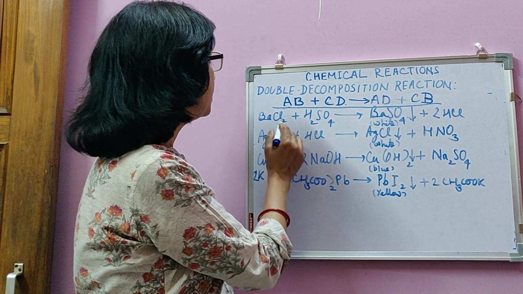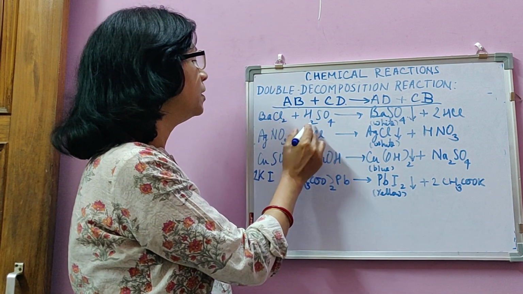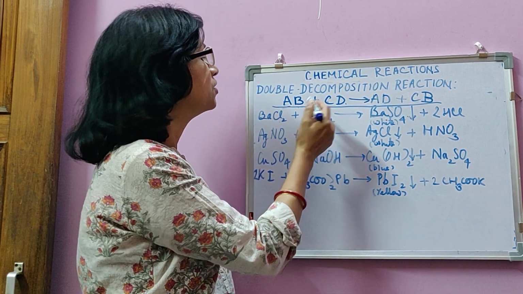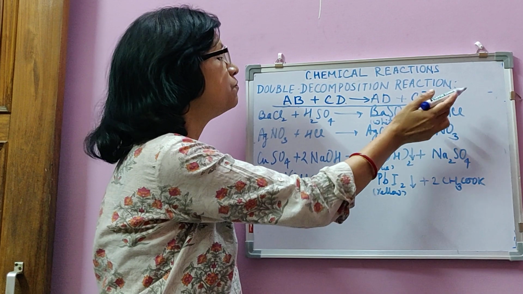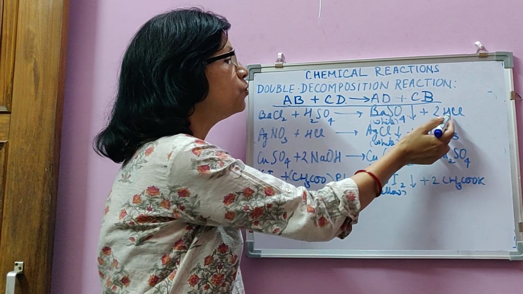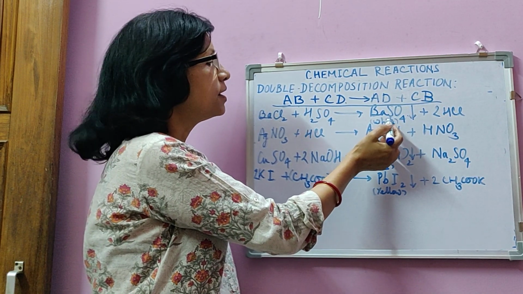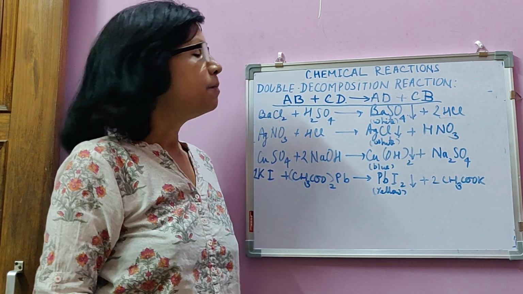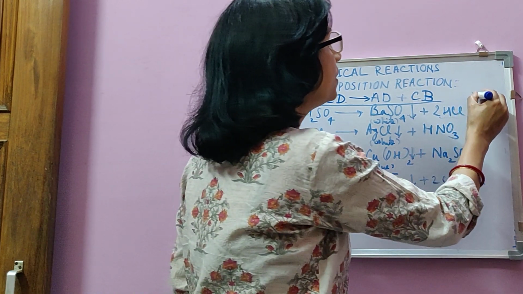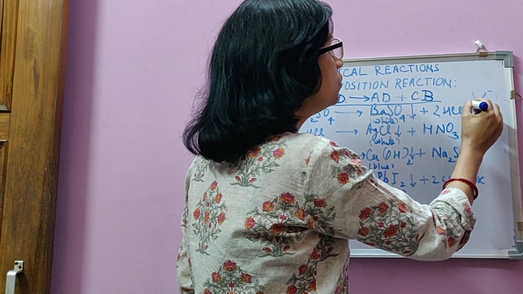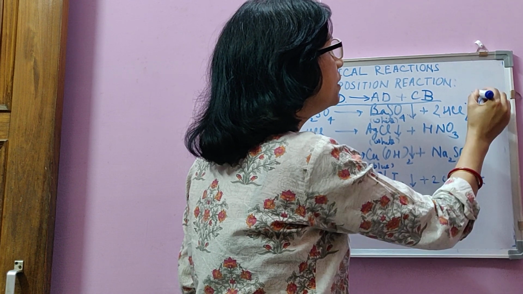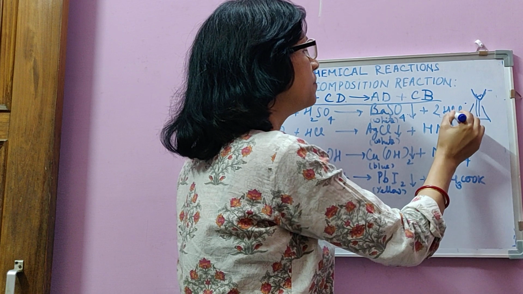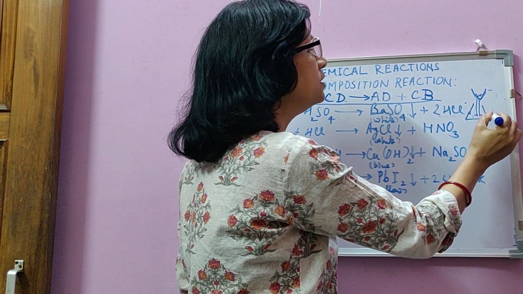It means barium chloride and sulfuric acid both are soluble, they cannot be separated by filter paper, but when they react by exchange of ions, or by double decomposition reaction, then out of the two products, one is insoluble and can be separated from the rest, that is hydrochloric acid, by passing through a filter paper. If we pass the product through a filter paper, then barium sulfate will be left above on the filter paper and hydrochloric acid will go down as filtrate.